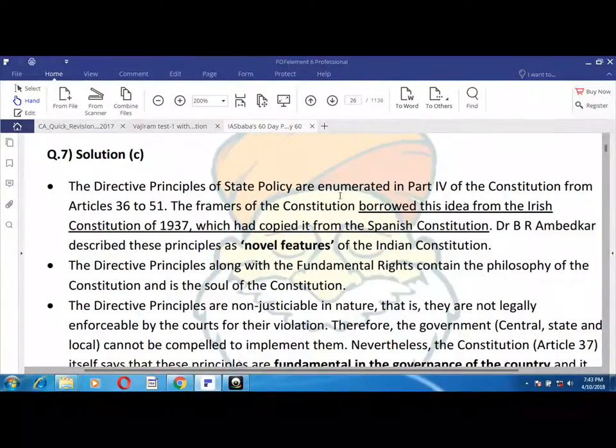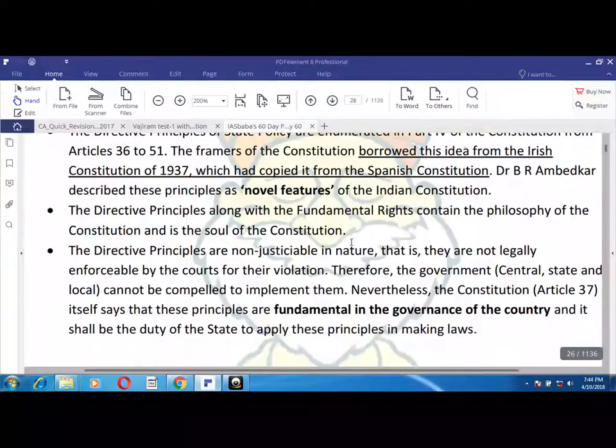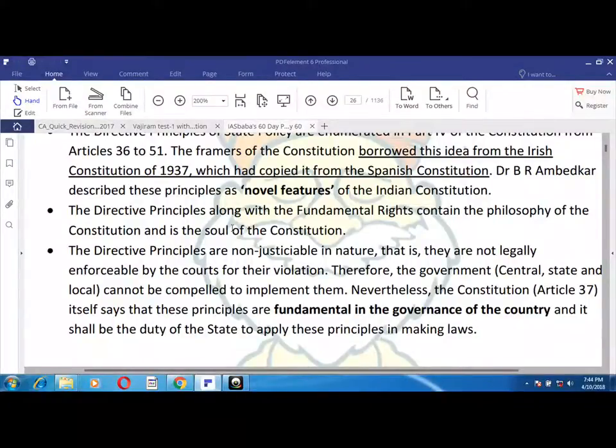Directive principles of state policy are enumerated in Part 4 of the Constitution from Article 36 to 51. The framers of the Constitution borrowed this from the Irish Constitution of 1937, which had copied it from the Spanish Constitution. Dr. B.R. Ambedkar described these principles as noble features of the Constitution. The directive principles, along with the fundamental rights, contain the philosophy of the Constitution and the soul of the Constitution.